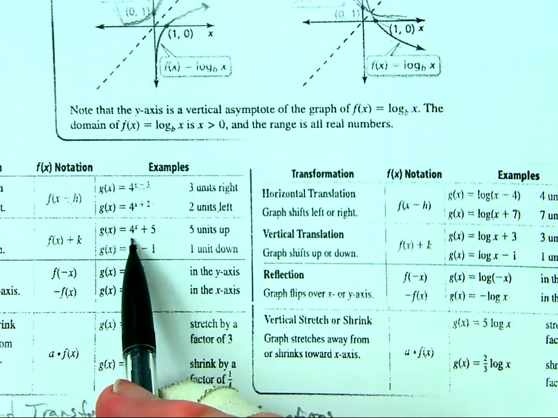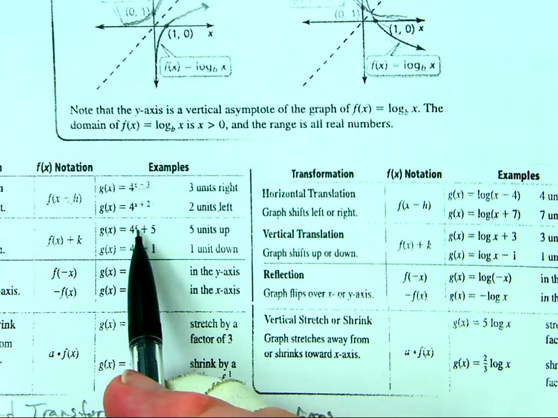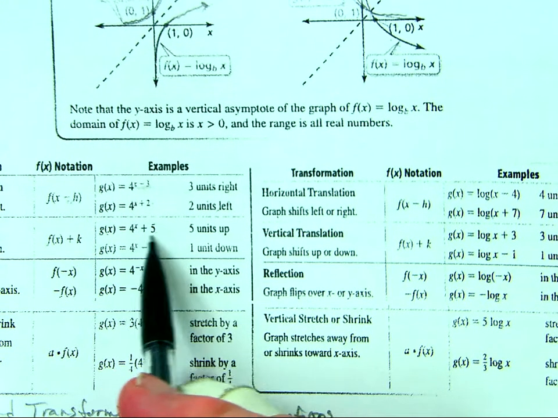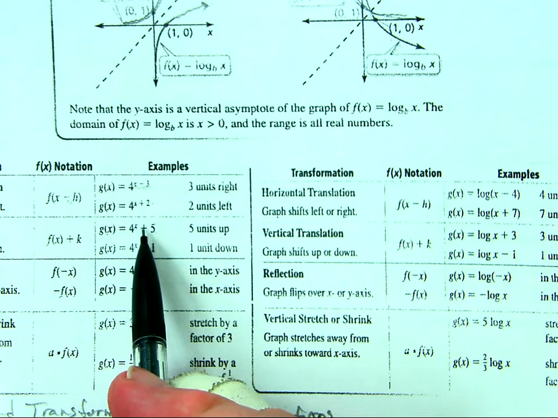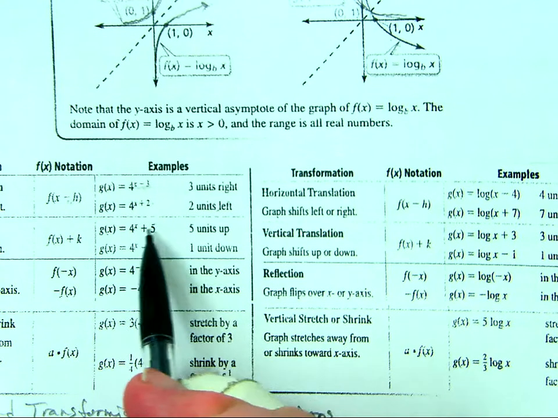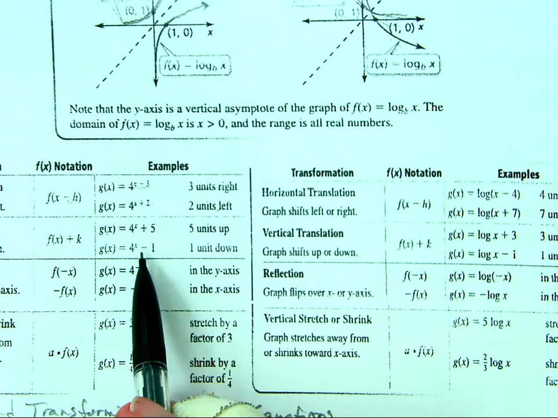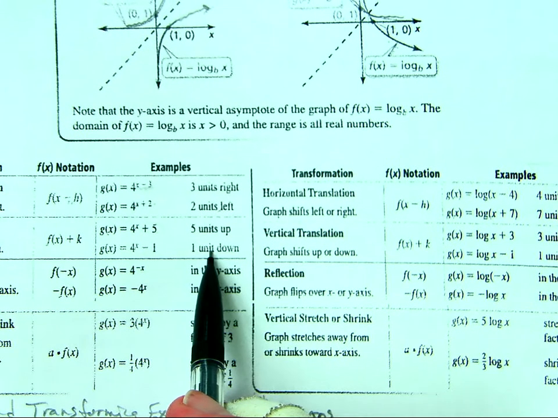Now notice the difference here. Do you see this plus 5 is not up there with the x? It's out here on its own. If it's out on its own, that means it's vertical. So plus 5 means up 5, and -1 means down 1.